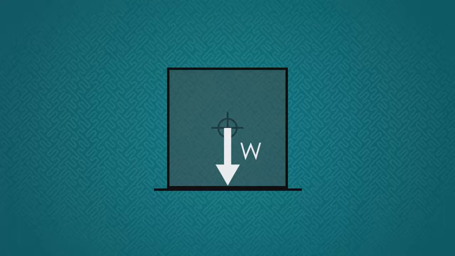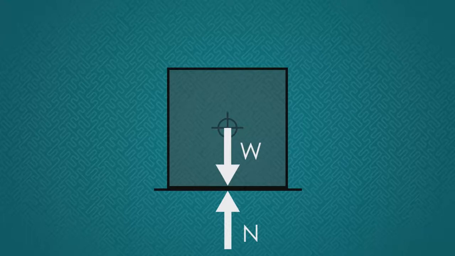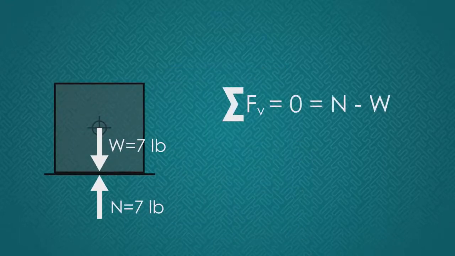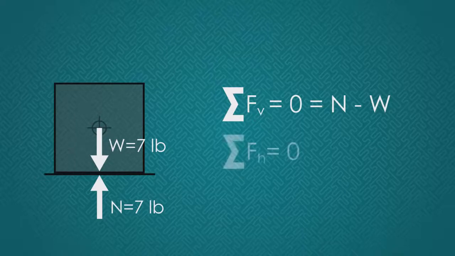The table is also resisting the weight and exerting a normal force upward on the box. If the box weighs 7 pounds, then the normal force also equals 7 pounds. The two forces are equal and opposite to balance each other. No horizontal forces are exerted on the box as it rests on the table, so the second equation is satisfied.